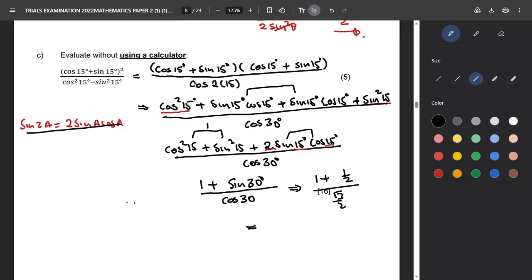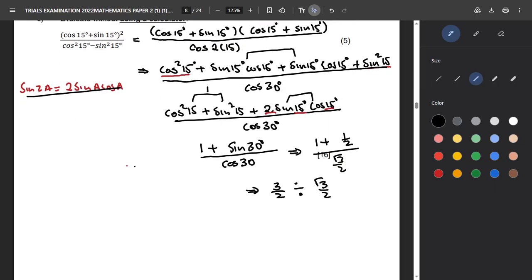So the top part gives us 2 times 1, that's 2 plus 1, that's 3 over 2. And then the bottom part that we are dividing with is root 3 over 2, because I need to change that division to multiplication. Say this is 3 over 2 multiplied by the reciprocal. So that these two cancel, this leaves me with 3 over root 3. So I think we can just rationalize the denominator.